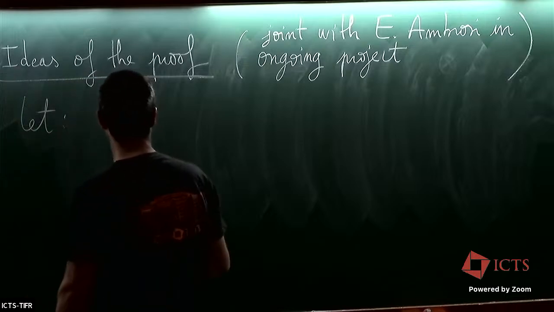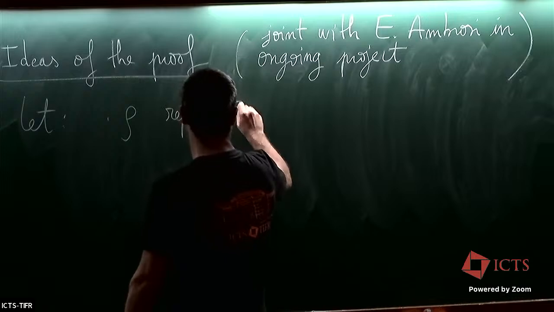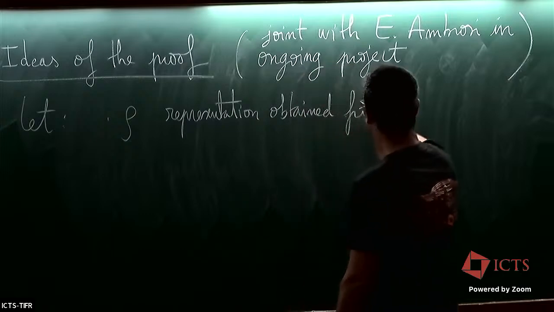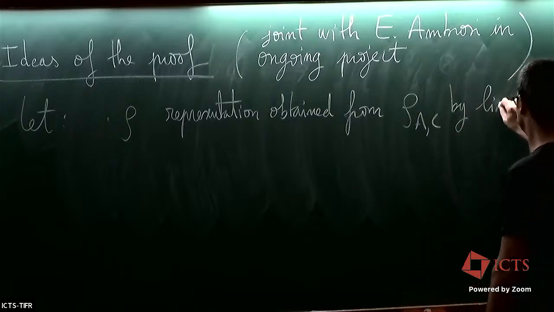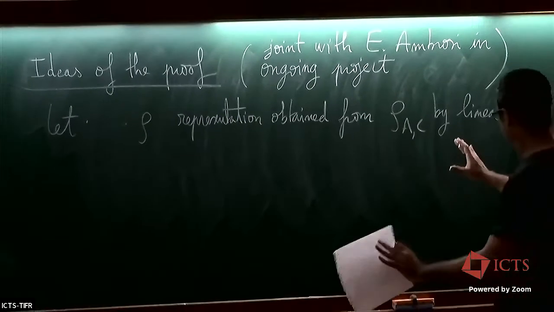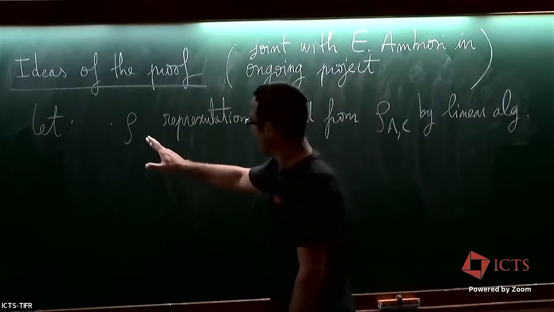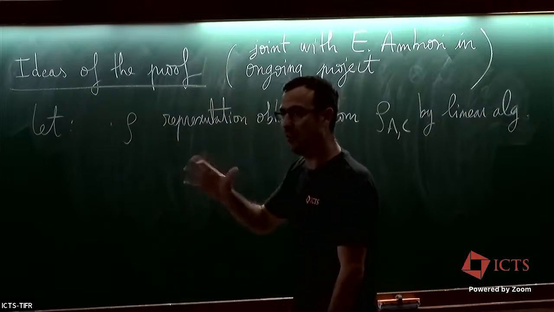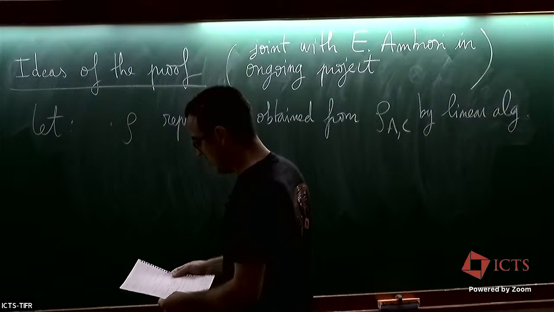So now I'll take rho to be a representation obtained from the L-adic representation attached to A by linear algebra. So if you don't like this vague statement, I'll just be interested, from now on, in the case when this rho is either the L-adic representation or its tensor square. Okay, so you can just think that rho has these two possibilities.